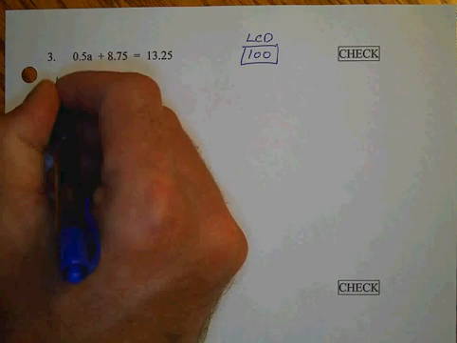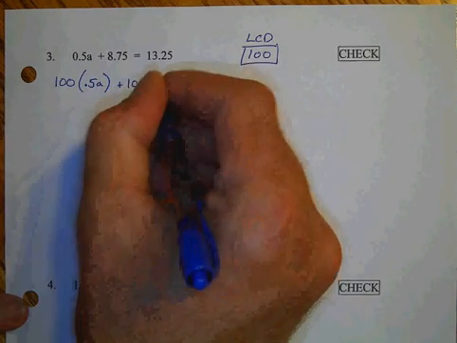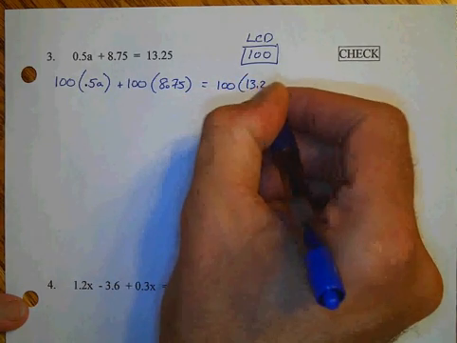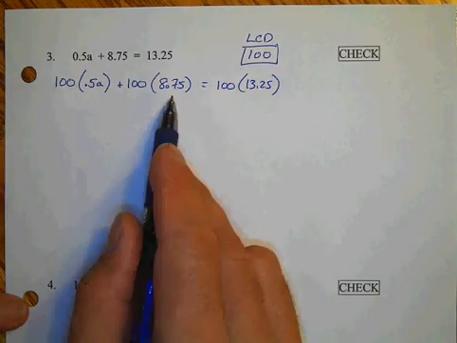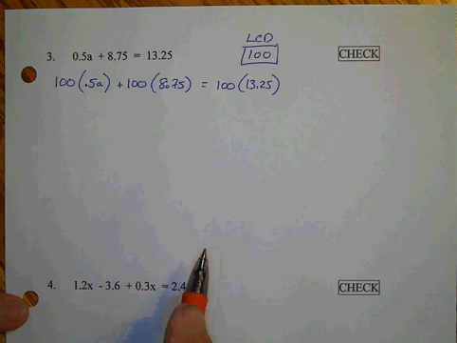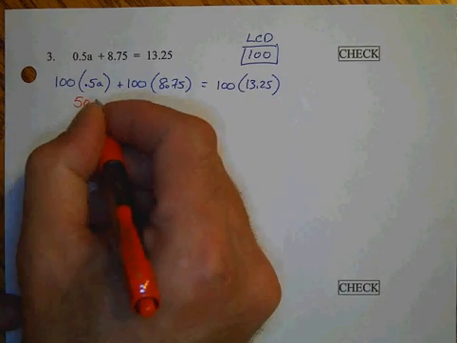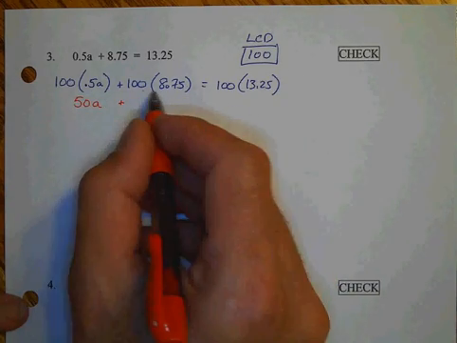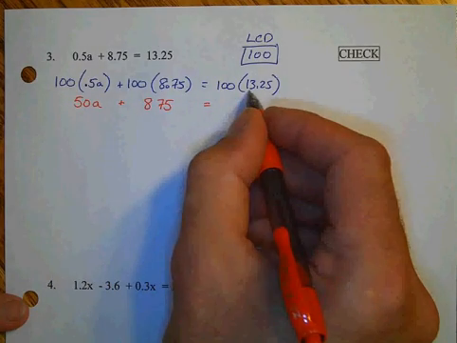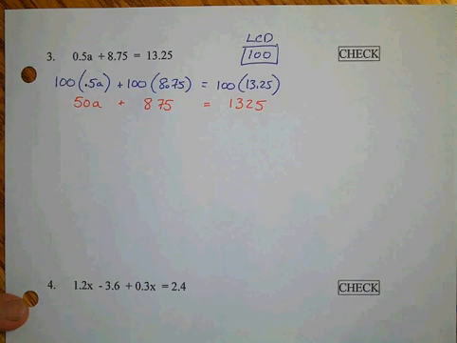What I'm going to do is multiply each side of the equation by 100. So here we go. 100 times 0.5a plus 100 times 8.75 equals 100 times 13.25. It's important to multiply it by each part of the equation. The purpose of multiplying by 100 is that now we eliminate the decimals. 100 times 0.5 is 50a. 100 times 8.75 is 875. And 100 times 13.25 is 1,325.